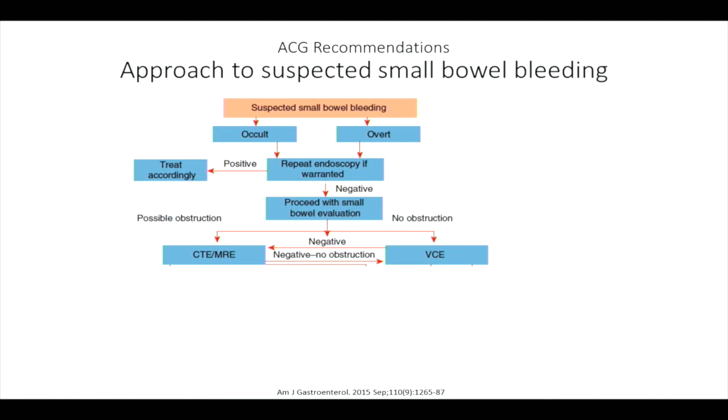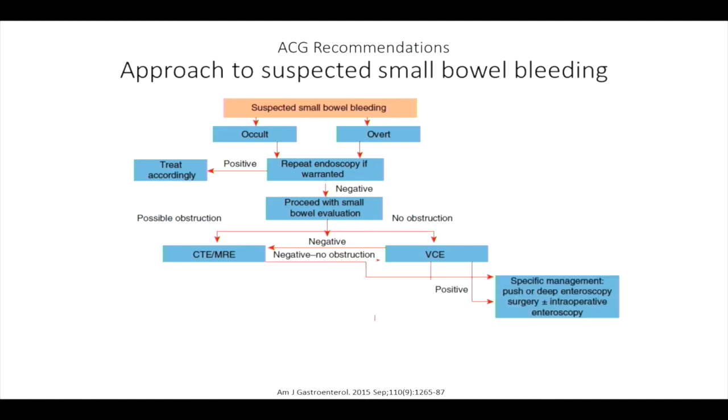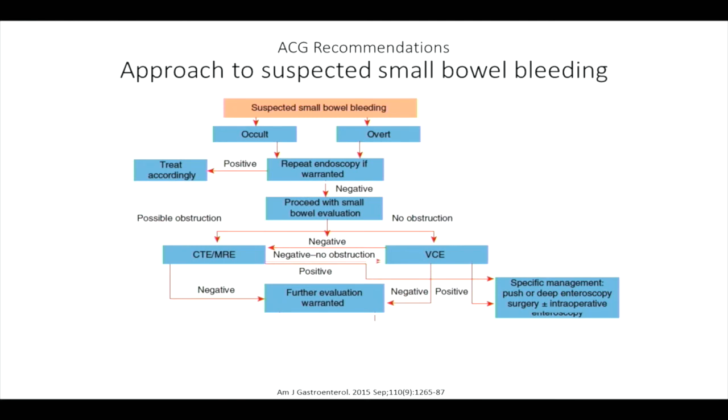Okay, so you've done your capsule and your CTE, and if you find a lesion, you'll of course target it, whether it be with enteroscopy or surgery. But what happens if both studies are negative?